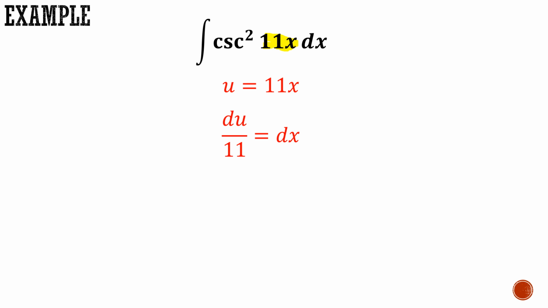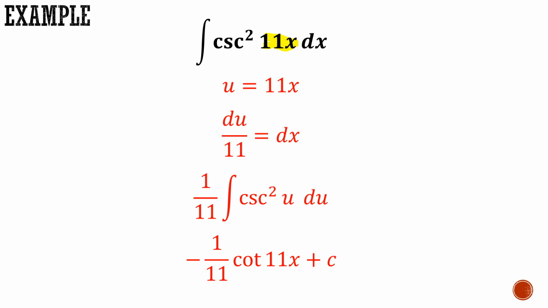Substituting that back into the integral, I have 1 over 11 integral cosecant squared u du. The integral of cosecant squared is negative cotangent, so I have negative 1 over 11 cotangent u, but we know u is 11x. So negative 1 over 11 cotangent 11x plus c.